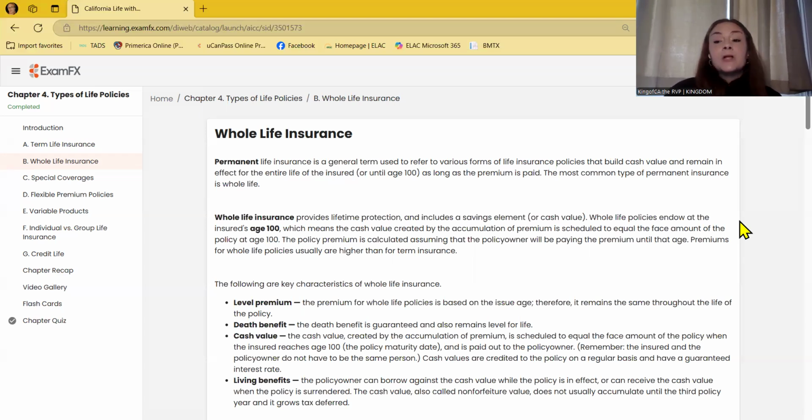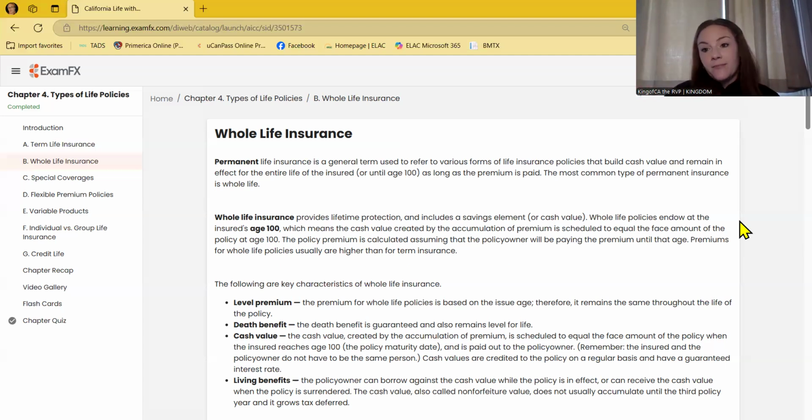So first of all, term was temporary life insurance or temporary life protection, right? Whole life is permanent life insurance, meaning it's going to go your whole life. It goes from the inception age till age 100 or death. Okay. So permanent life insurance is going to be for the whole life. This is a general term used to refer to various forms of life insurance that build cash value and remain in effect for the entire life of the insured or until age 100, as long as the premium can be paid.